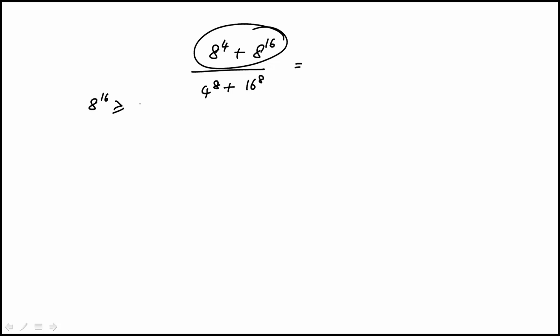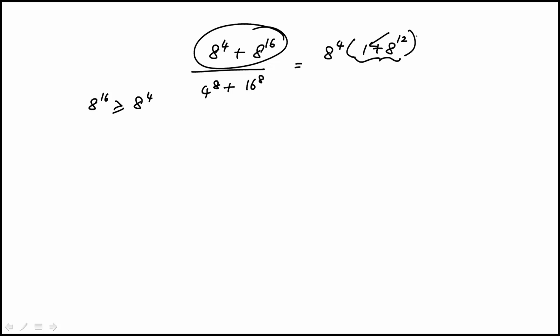So we have to approximate the value of this expression. Now, there are different ways you can do this. The first thing is, if you look at 8 to the 16, it is going to be significantly greater than 8 to the 4th. Another way is you can factor out 8 to the 4, and you will see that number is roughly 8 to the 12.